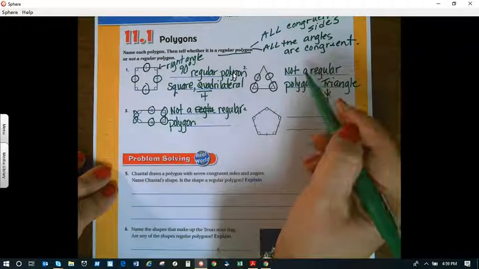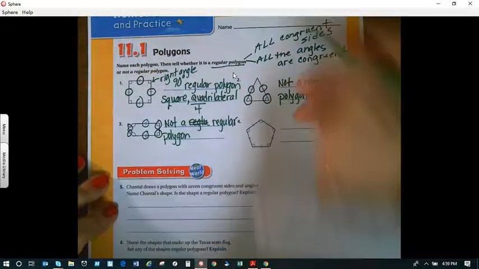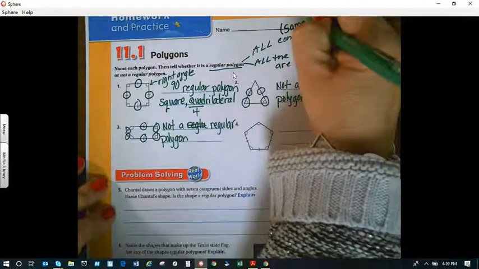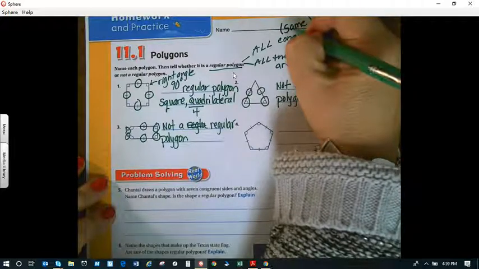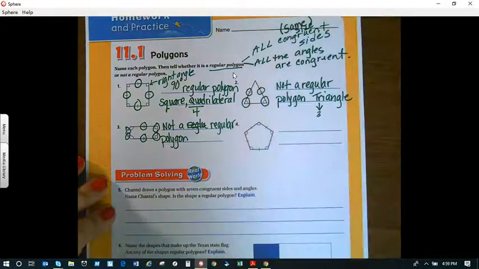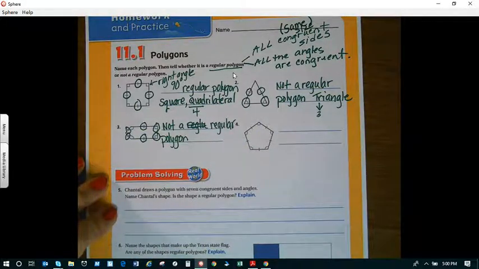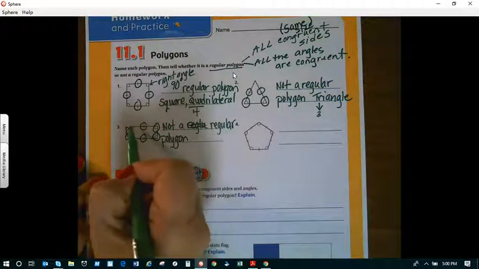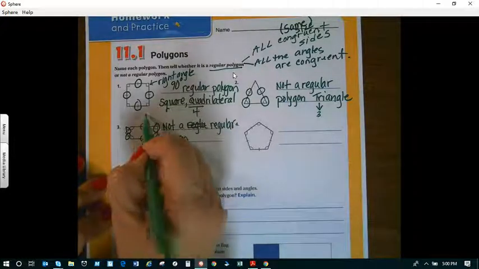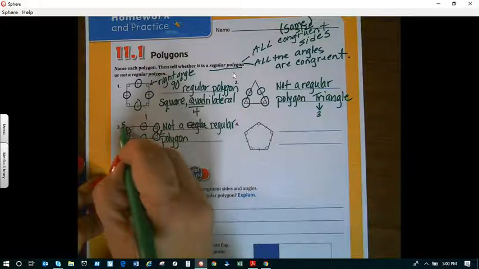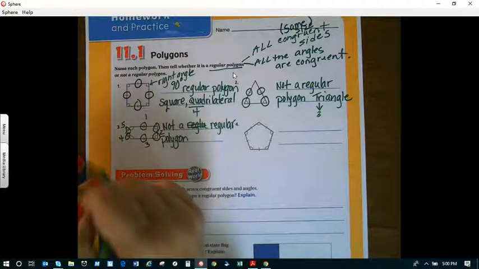And congruent means same. I'm going to write it above in case you forget, because we're going to keep using those words. Same size. They're not the same size. They're not equal to each other. And so how many sides do I have? One side, so this is 1, 2, 3, 4, 5. So this shape here has 5 sides.